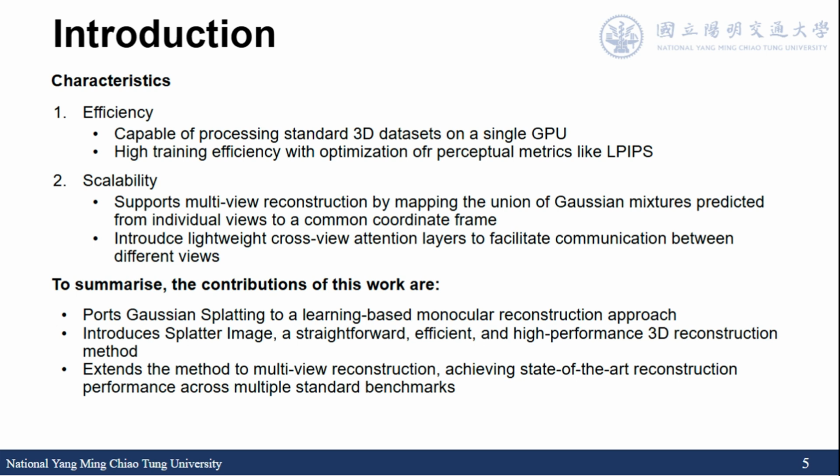To summarize, the contributions of this work are as follows. One, it extends Gaussian splatting to a learning-based approach for monocular 3D reconstruction. Two, it introduces a simple, efficient, and high-performance 3D reconstruction method that operates at 38 FPS on a standard GPU. The last one is extending the method to support multi-view reconstruction, achieving state-of-the-art performance across benchmarks, including real, multi-category, and large-scale datasets.